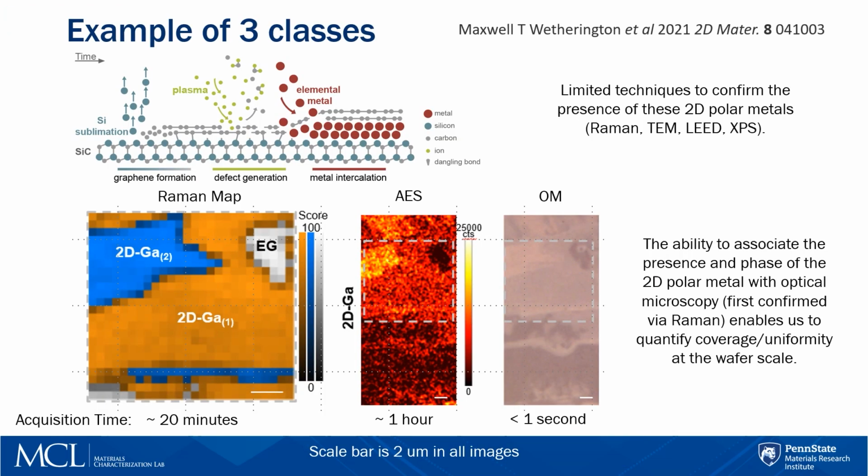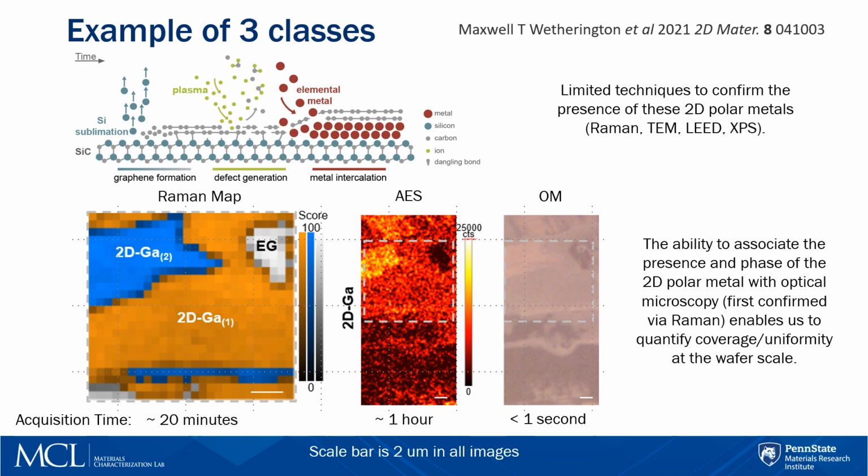Another example where we leverage the WEKA ImageJ program is another two-dimensional material that is a 2D polar metal grown at the interface of graphene and silicon carbide. It actually intercalates between those layers, and one thing that we've discovered is that the metals that form between these layers can have different phases. There's a very limited number of characterization approaches that enables us to determine those phases.